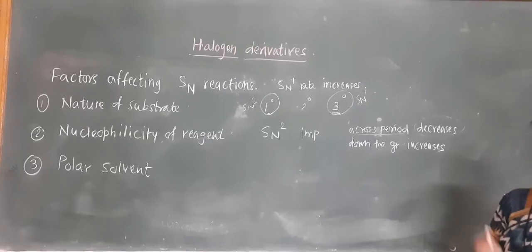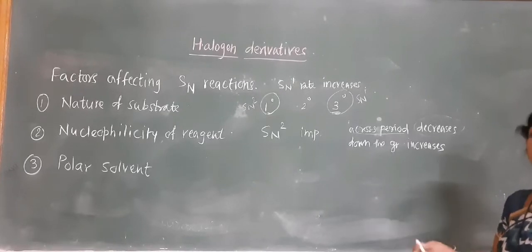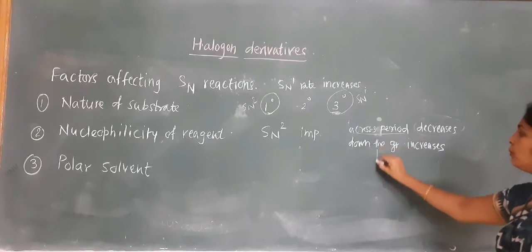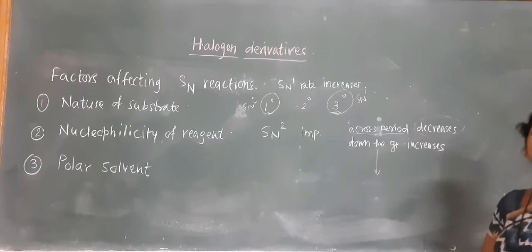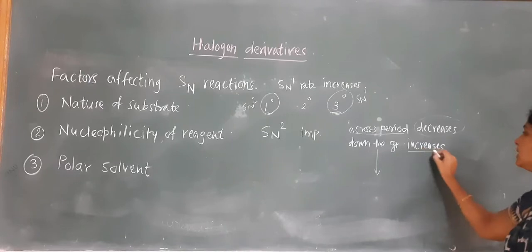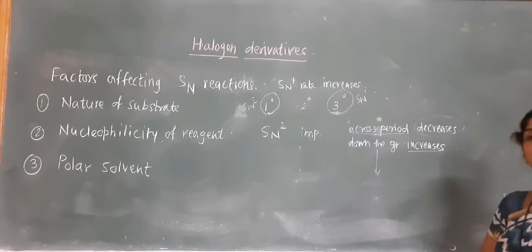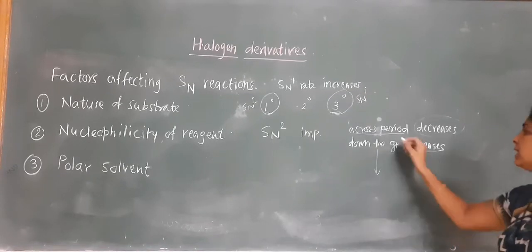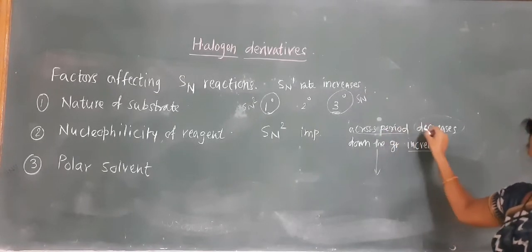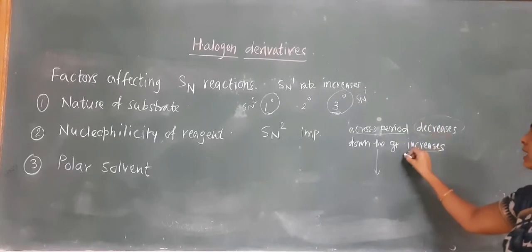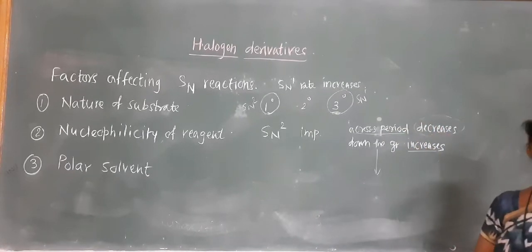Nucleophilicity, what happens? It decreases. And in a particular group, down the group from top to bottom, the nucleophilicity goes on increasing. So for a particular reagent, if different types of nucleophiles are there, then we can say that across a period nucleophilicity decreases, whereas down the group it goes on increasing.